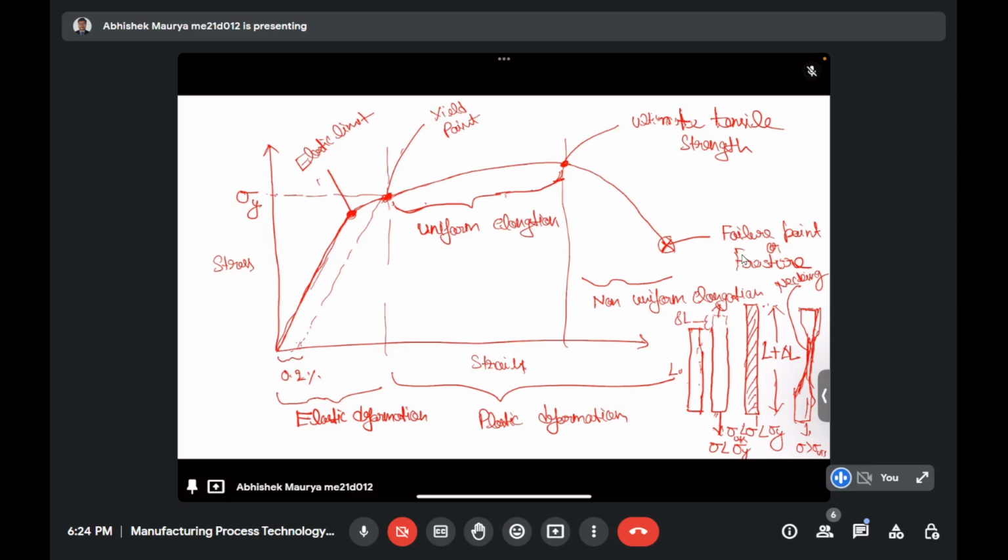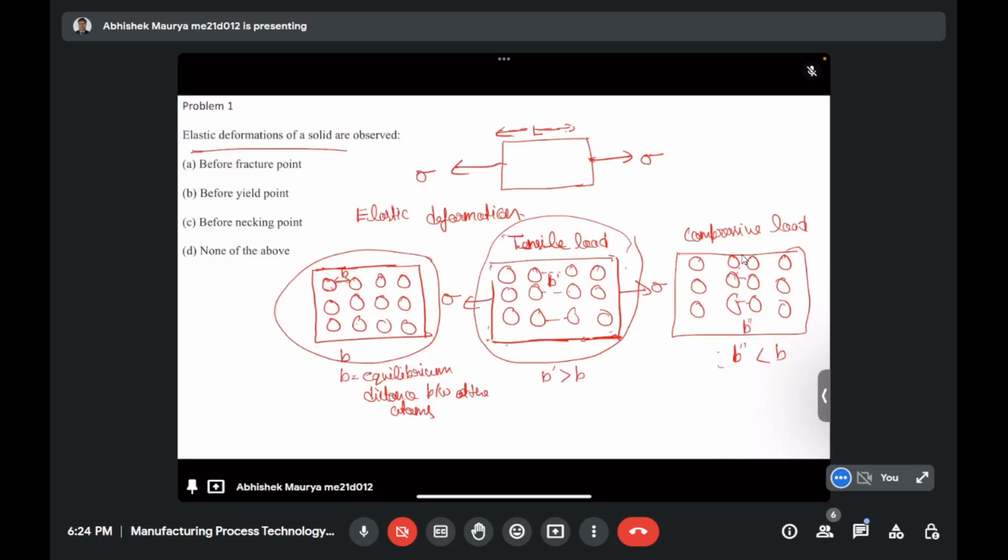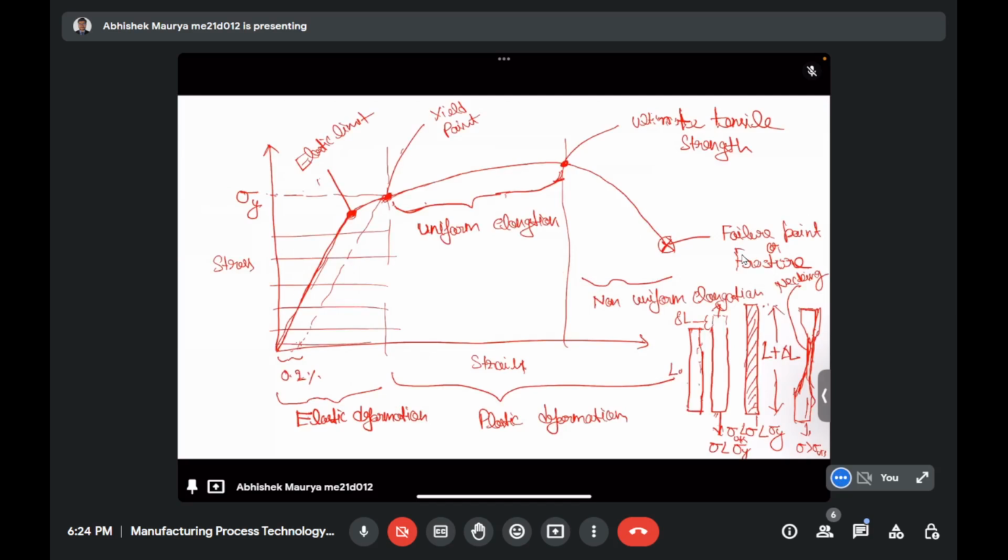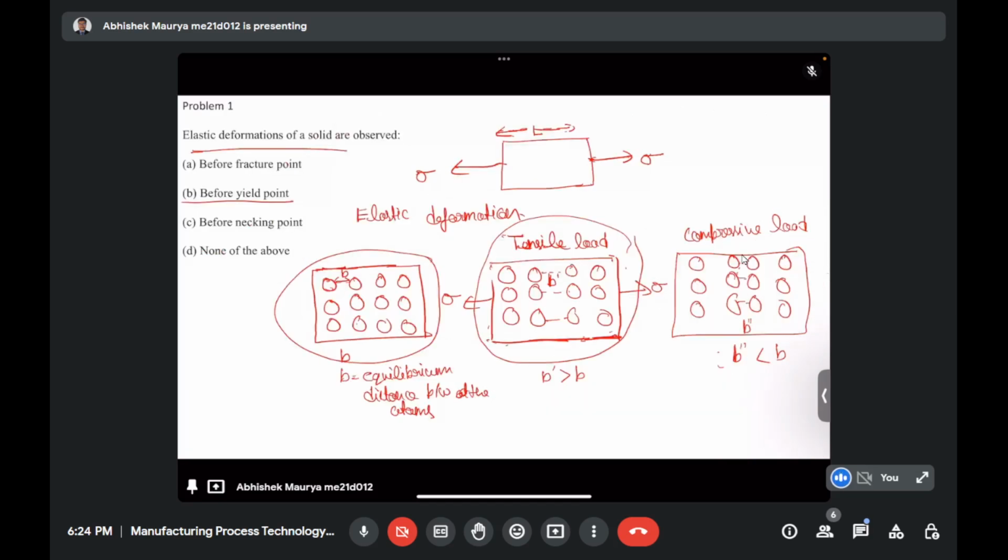So this is the overall stress strain curve behavior, and now let's come to the answer of this problem. Elastic deformation of a solid is observed. So here we see this is the elastic zone. All this region is the elastic zone. The elastic deformation occurs before the yield point. So the correct answer is B. I hope it is clear to everyone. If any of you have doubt, please ask me. Otherwise, we will move to the next problem.